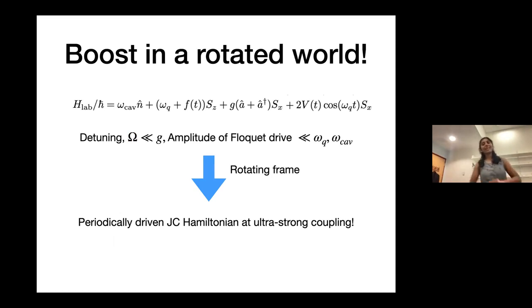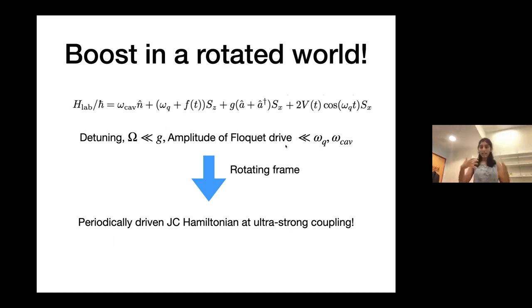Thankfully for us, there are rotated worlds, rotating frames, in which we might be able to engineer the same physics, and thus have it also seen in the lab frame. So I have up here a lab Hamiltonian that is much more conventional in a cavity QED setting. This is a cavity coupled to a qubit with a modulated Z splitting, a Rabi interaction between them, and another kind of classical drive on the qubit.